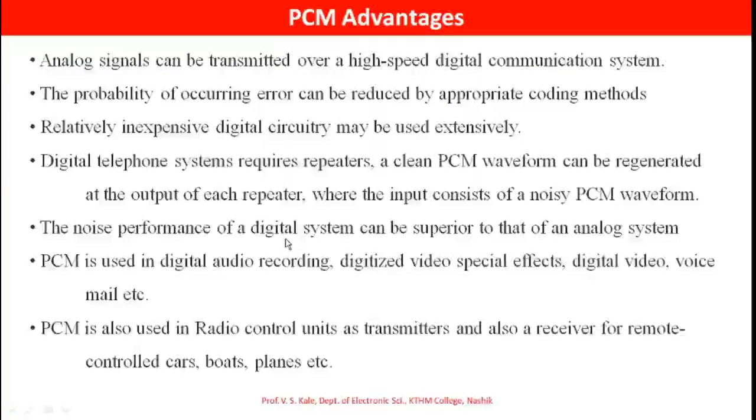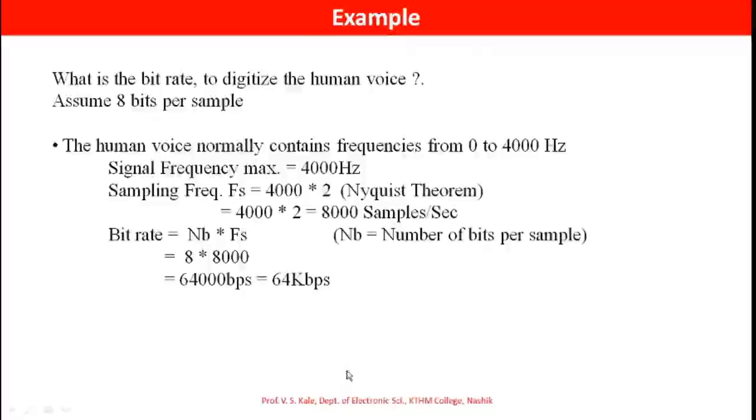The noise performance of a digital system can be superior to that of an analog system. PCM is used in digital audio recording, digitized video special effects, digital video, voicemail, etc. Pulse code modulation is also used in radio control units, as transmitters and also receivers, for remote controlled cars, boats, planes, etc. Let us take an example.